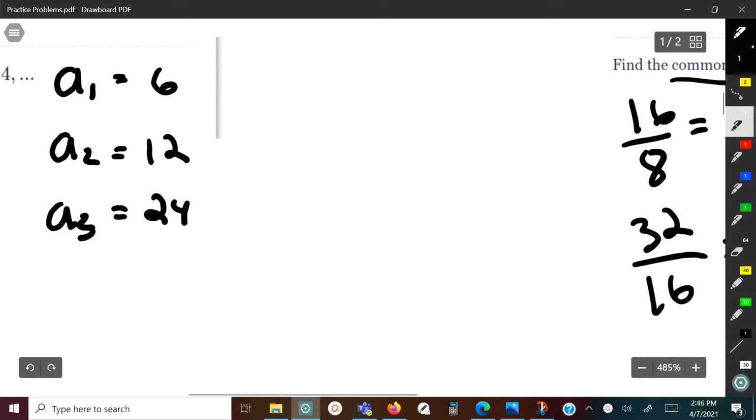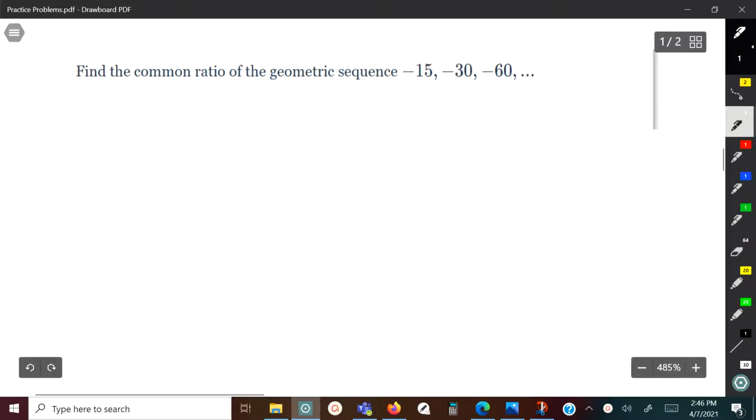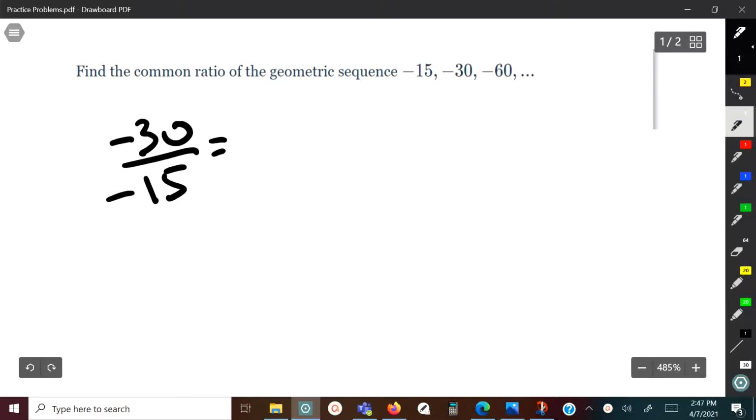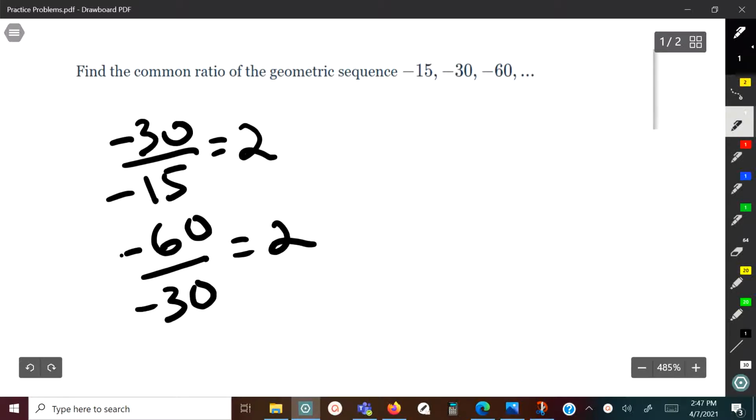Alright, let's take a look at another example. So here, you got some negative numbers, but that doesn't change anything. We're still going to do the same thing. Take the second term, negative 30, and divide it by negative 15. Negative divided by a negative is a positive. 30 divided by 15 is 2. They just happen to be 2. Not all the answers are 2. Okay, and just for extra measure, negative 60 divided by negative 30 will also get us 2. Third divided by the second.